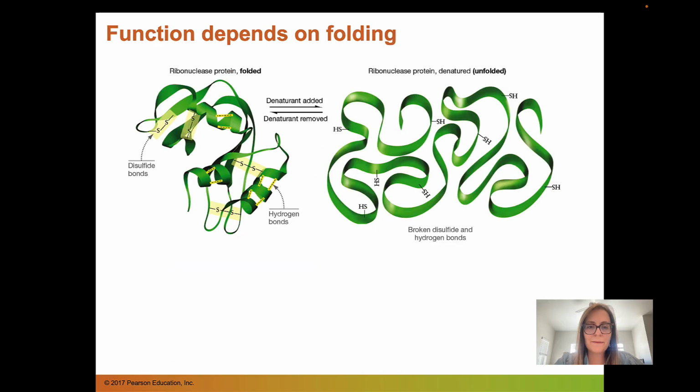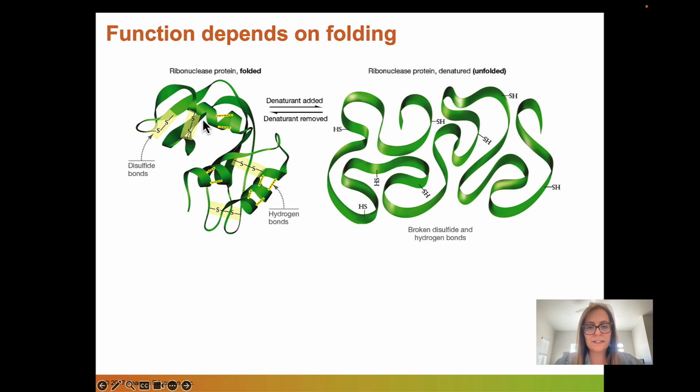The evidence demonstrating that protein folding was required for protein function came from a scientist named Christian Anfinsen. He was studying a protein called ribonuclease. This protein is shown here, and it has a bunch of disulfide bonds, and it has alpha helices held together by hydrogen bonds. When this protein was folded and isolated in a solution, it was functional.